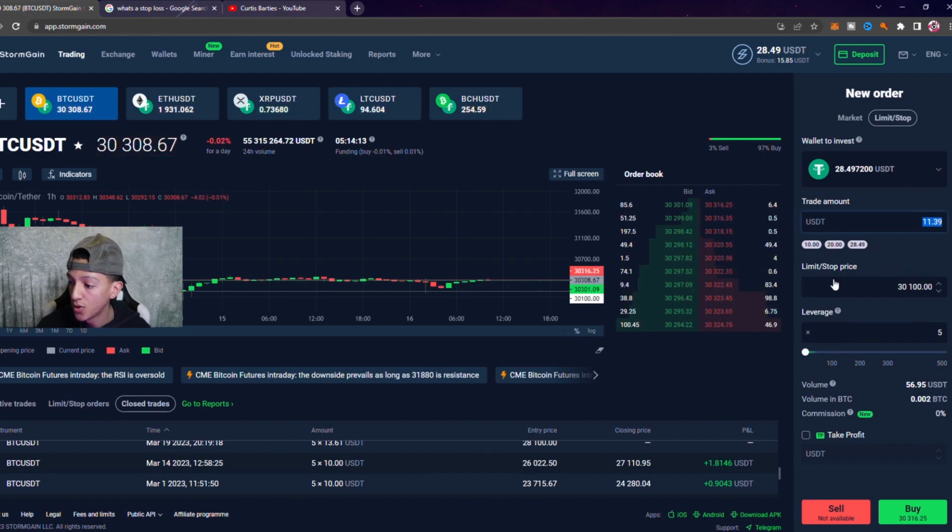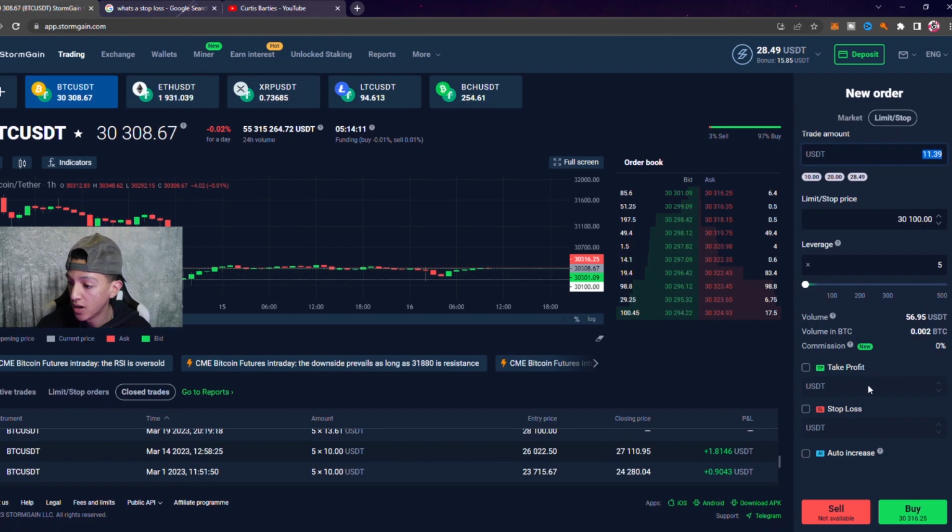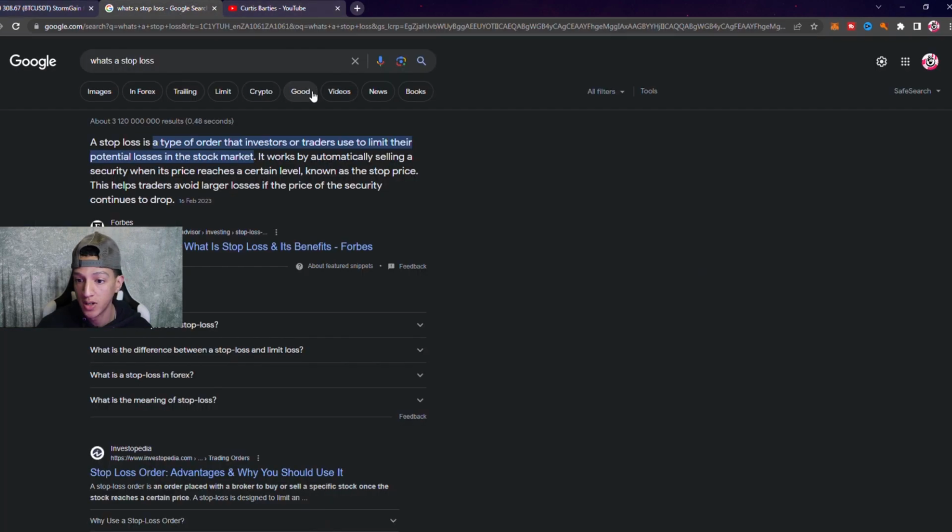So that is just an example if you wanted to do it, and then take profit and stop loss. This too is very important also, as this will help you minimize any risk. So let's just see what a stop loss is. A stop loss is a type of order that investors or traders use to limit their potential losses in the stock market or trading, for example. It works automatically by selling a security when the price reaches a certain level. So let's see what that means.